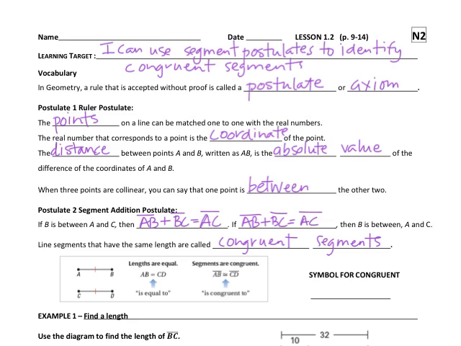And we do have one vocabulary term. We want to know what a postulate is. It's also called an axiom. This is just a rule of geometry that is accepted without proof. So we just take it for granted that this is going to be true. We know that it's true because it's been used in mathematics, and we're going to just believe that it's true and apply it in the appropriate situations.